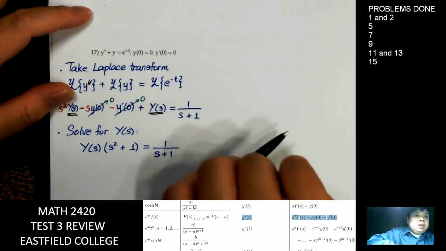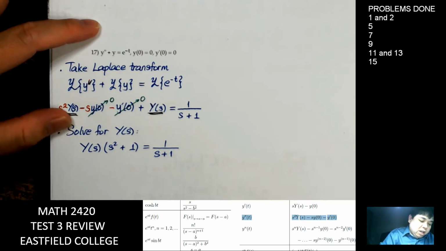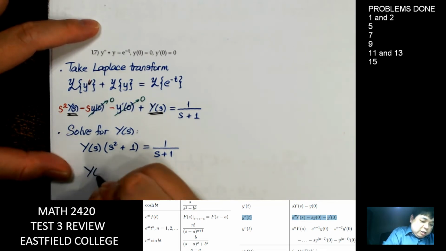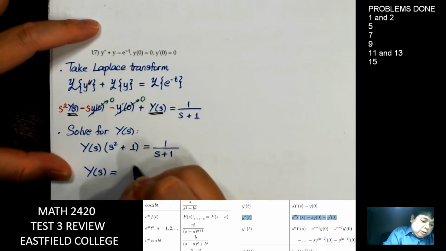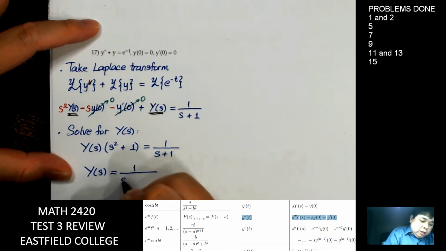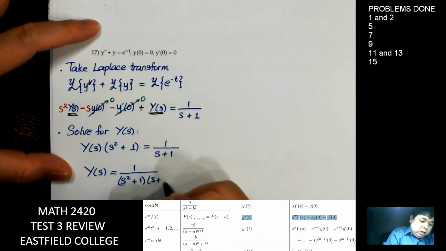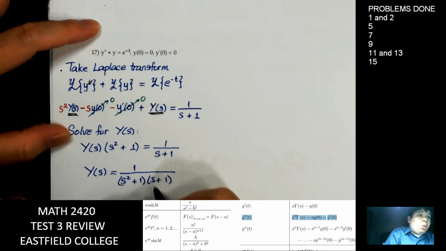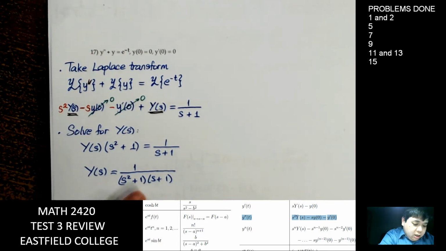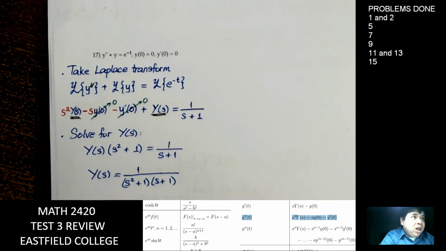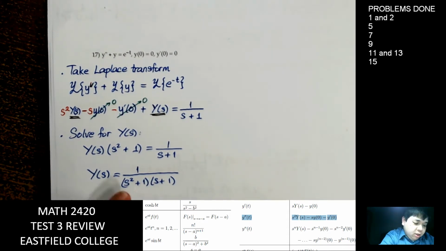Right. Next, divide by s squared plus 1. We have Y of s equals 1 over (s squared plus 1)(s plus 1). So we are done with this step. However, this is a fraction, so more likely we're going to do the partial fraction.